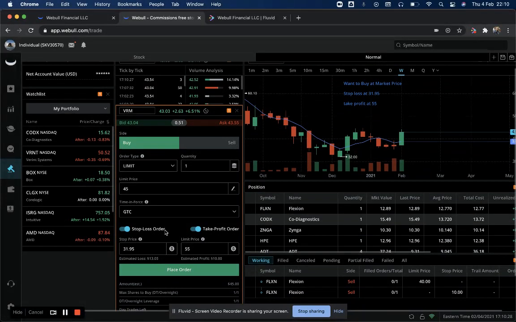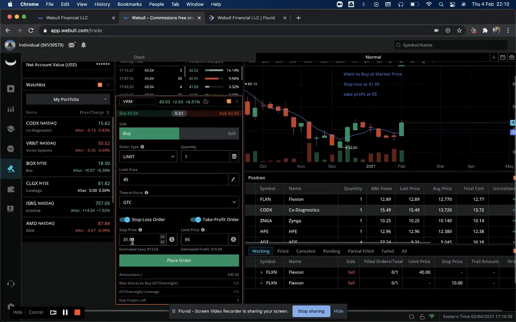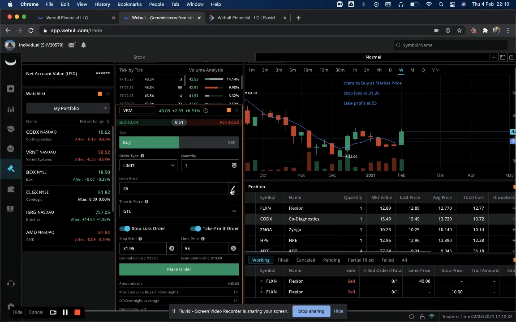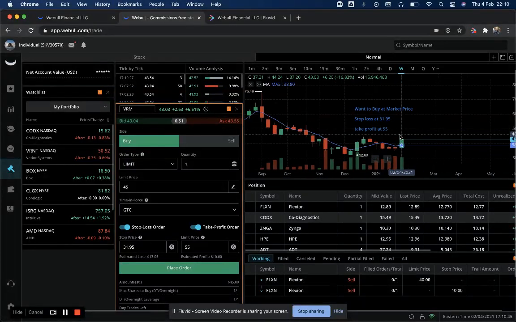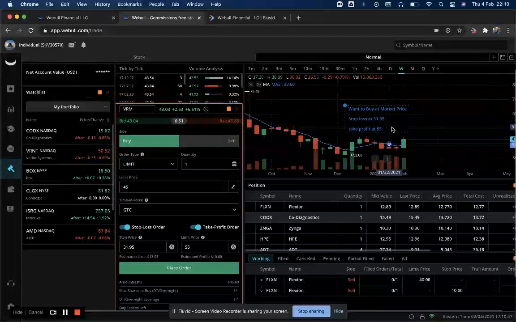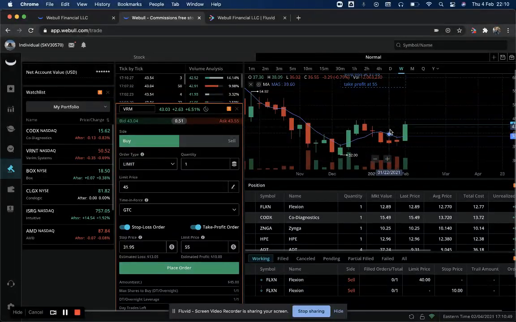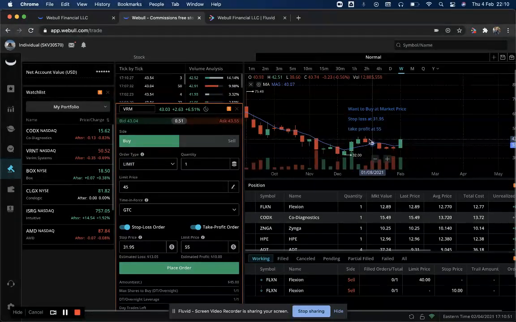And then that leads to stop losses again. We can keep 31.95 and 55, and you place the order. So it's a much more systematic way of buying stocks and then selling at a high price or selling at a low price. And by the way, this is a stock alert we did send to our subscribers, so check it out. Let me know what you think.